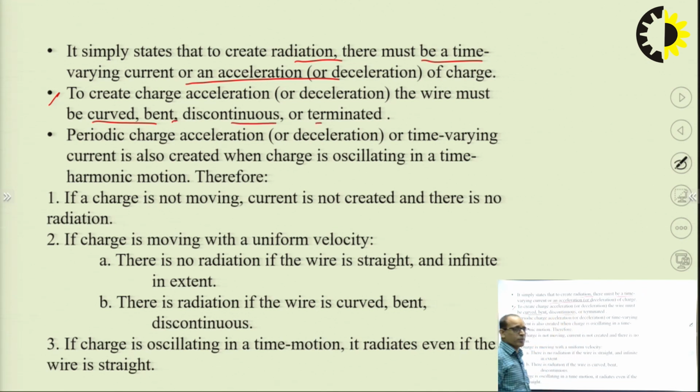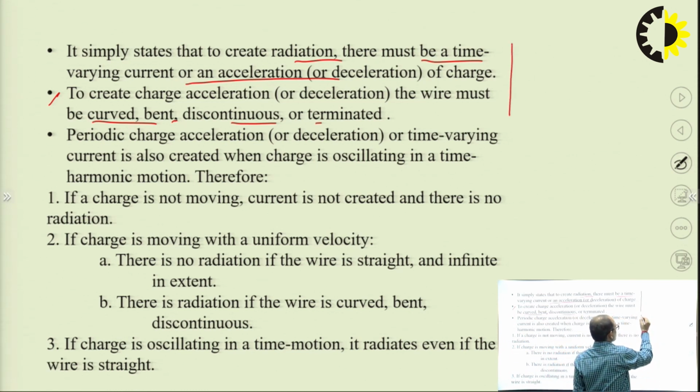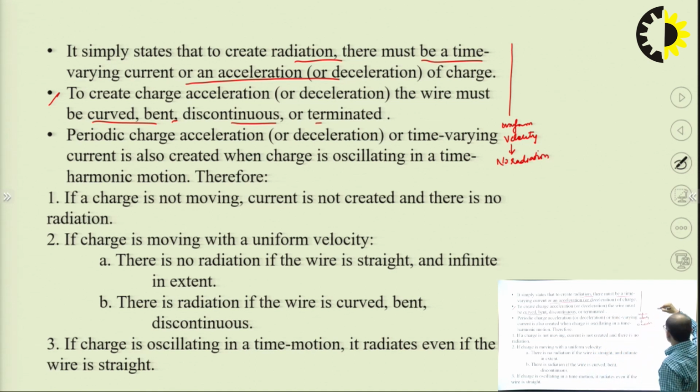The wire should be bent, meaning if this is a straight wire with a uniform velocity, then no radiation will be there. But if this wire is curved or bent, then radiation will be there.